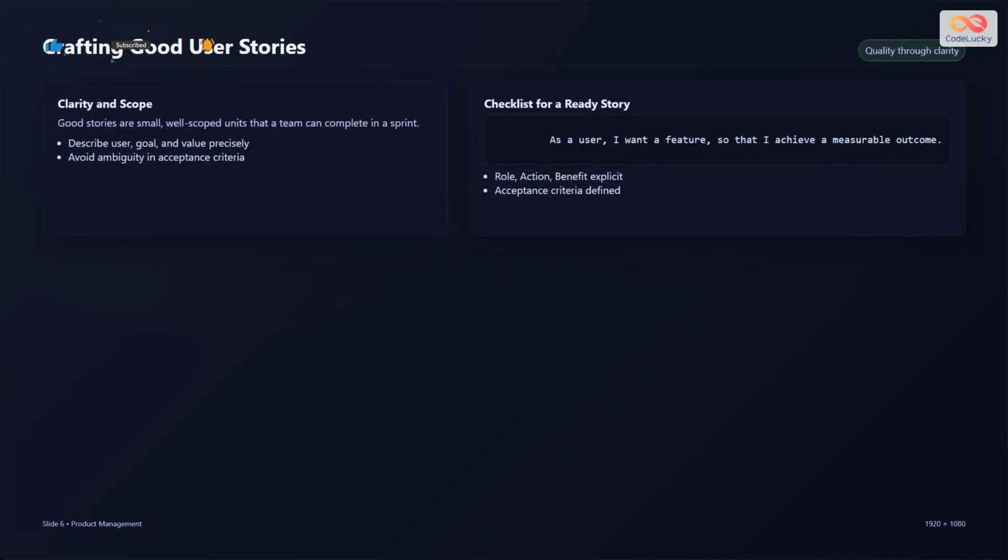Good user stories are clear, concise, and focused on one feature. They should be small enough to complete in a few days of work, not weeks. Write them from the user's perspective using simple language that non-technical people can understand. Make sure the benefit is specific and measurable, not vague. Test your story by asking, can a developer understand what to build? Can a tester understand how to verify it? If the answer is yes, your story is ready.